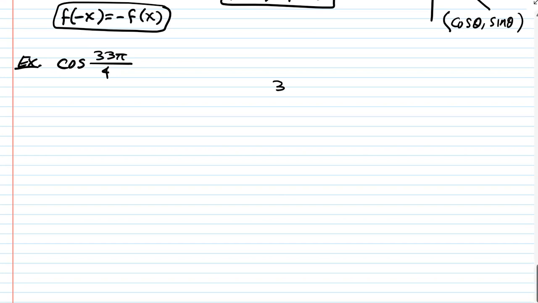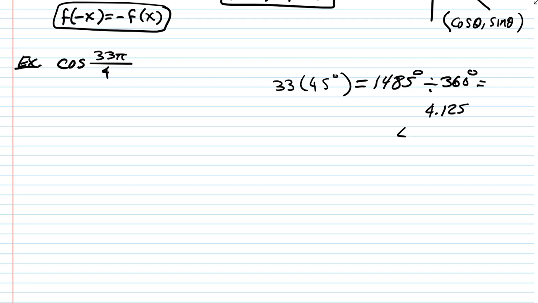Okay, so now 33 pi over 4, well, pi over 4 is 45 degrees, right? So if you do 33 times 45 degrees, what are we going to get? Let me multiply that real quick, times 33. That's 1,485 degrees. If you divide that by 360, you get 4.125, right?